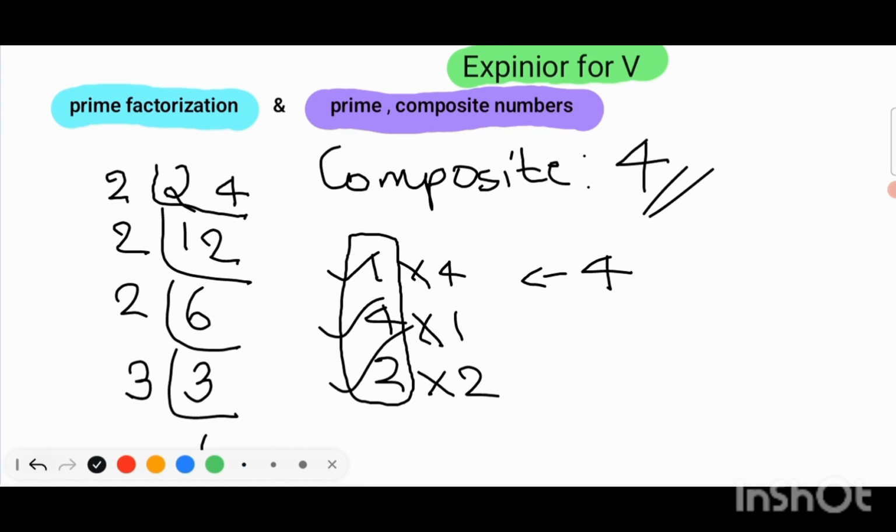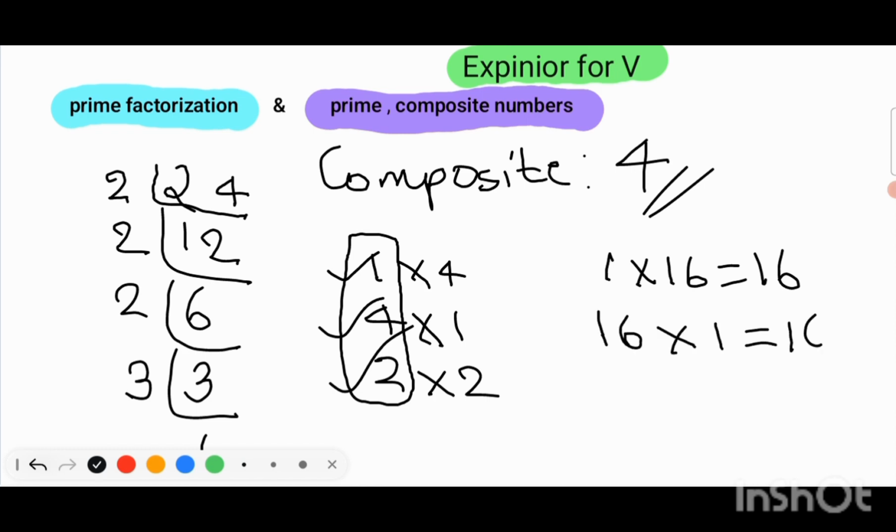Next we'll go to another example, that is 16. 4 fours are 16. 1 sixteens are 16. Remember this point, 1 and the number itself are always factors. 16 ones are 16. Next, 2 eights are 16.